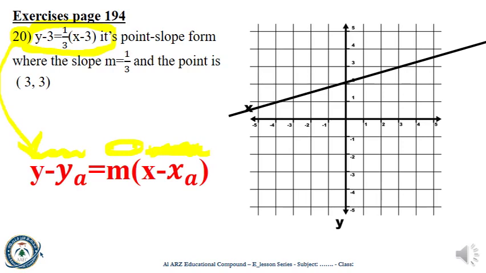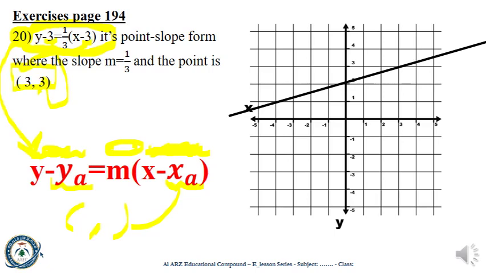Y minus something and x minus something. Okay? And these two numbers that we're talking about will form a point for us. A point to start with. In this case, it's y minus 3 and x minus 3. So my point is 3, 3, because it's y minus 3, x minus 3. So this 3 goes here, and this one goes here.